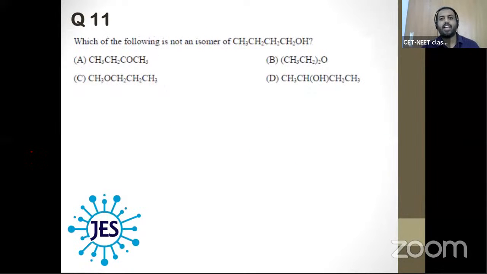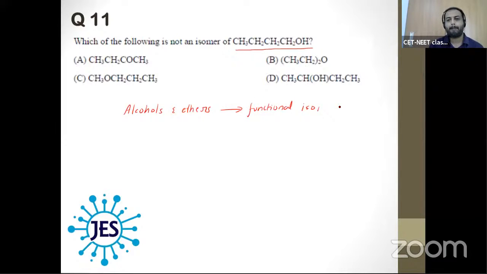11th question again on isomerism. Which of the following is not an isomer of this alcohol? CH3, CH2, CH2, CH2OH. Remember, alcohols and ethers are functional isomers. So where is the ether option here? Option B is an ether. See, this is an ether.